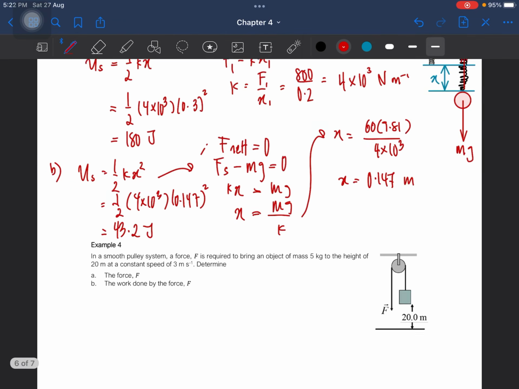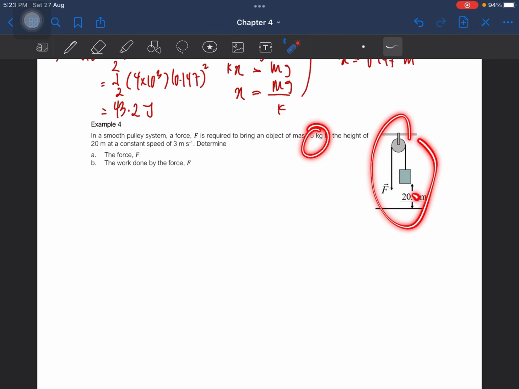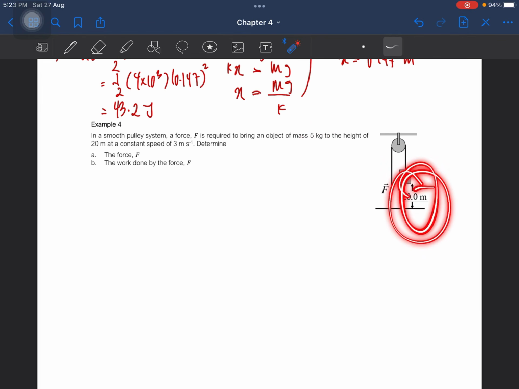Next, we are gonna do example number 4. So for example number 4, in a smooth pulley system, a force F is required to bring an object of mass 5 kg to the height of 20 meter at a constant speed of 3 meter per second. So we have to determine the value of force and the work done by the force.